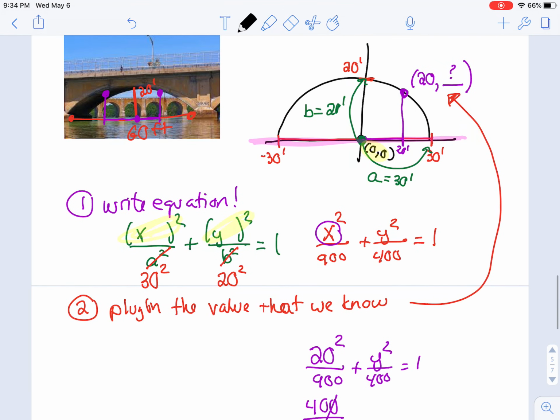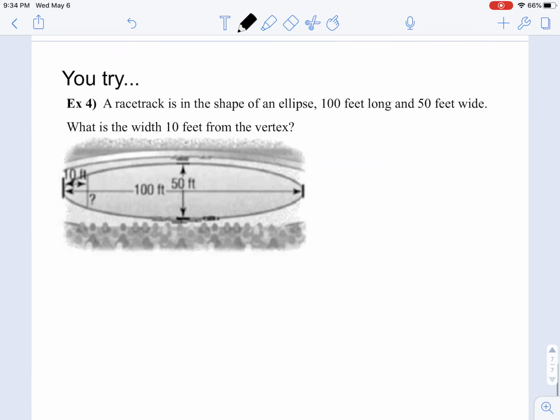14.9. So if we go back up to the question, it asked if I go out 20 feet from the center point, how high will I be? And it says that the height will be about 14.9 feet. Now that does seem reasonable since we know that the maximum height was 20. We obviously had to be under that 20 feet still.